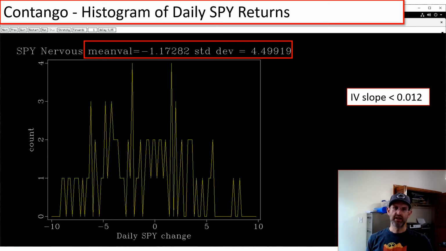Conversely, here's a histogram of the daily SPY price change when the IV slope is less than 0.012. The expected return is minus $1.17 per day, with a huge standard deviation of $4.50, about 2 times the other case. So when the IV slope is below this magic 0.012 number, the returns are very volatile, and the outliers are skewed to the downside. This is a bad time to be long SPY.